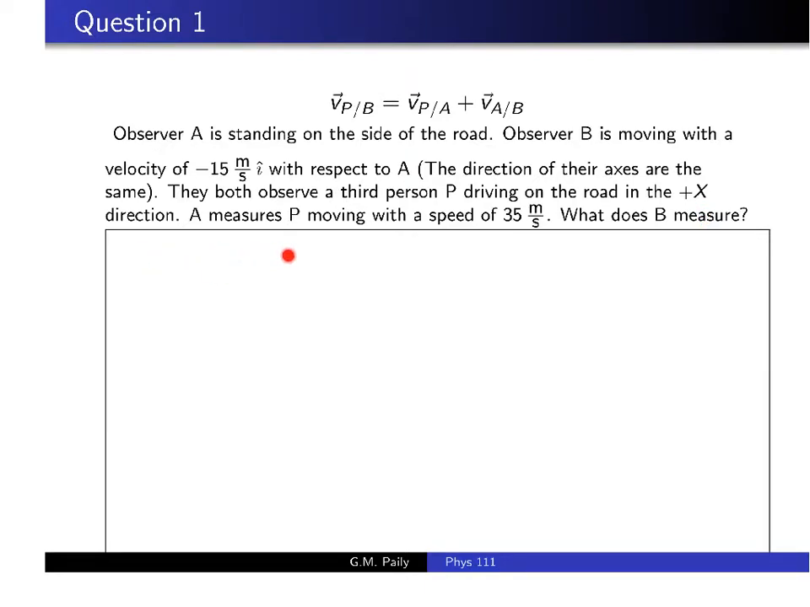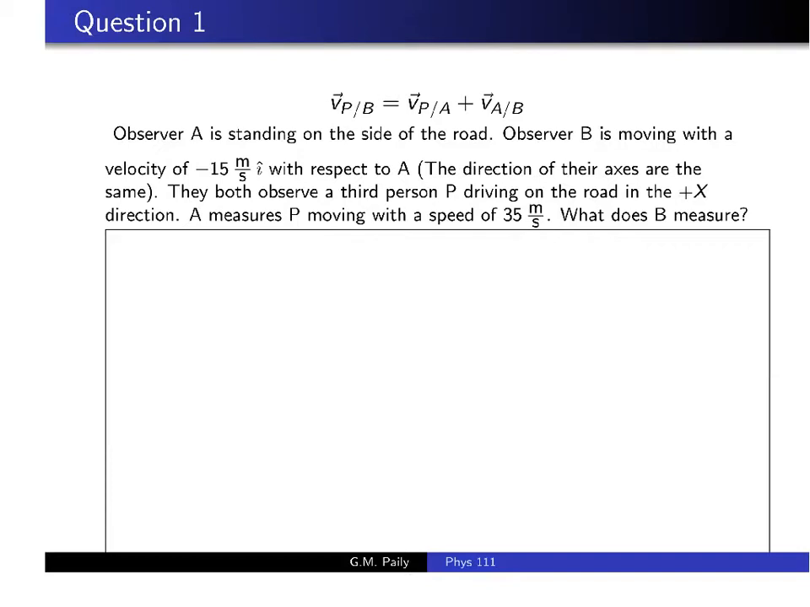A measures P moving with a speed of 35 meters per second. What does B measure? Try using this equation with the information given to you. Remember, the velocities are vectors. Try using that all together and solve this problem. We will now look at the solution.